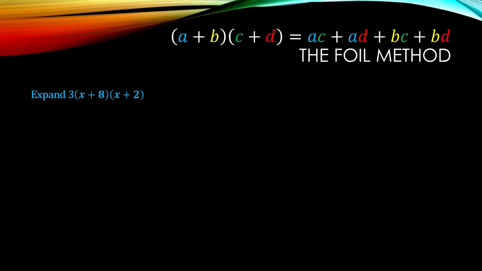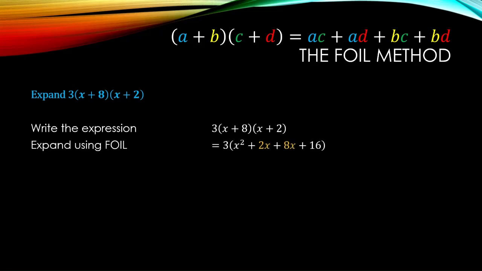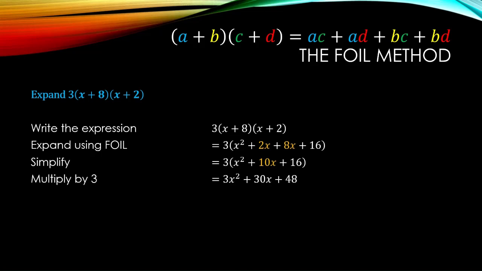Let's look at another example. Multiply 3 by x plus 8 by x plus 2. Multiplying x plus 8 by x plus 2 gives x squared plus 10x plus 16. Multiplying x squared plus 10x plus 16 by 3 gives 3x squared plus 30x plus 48.